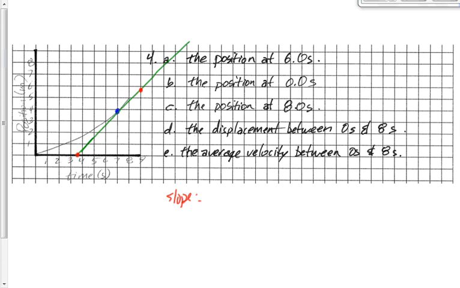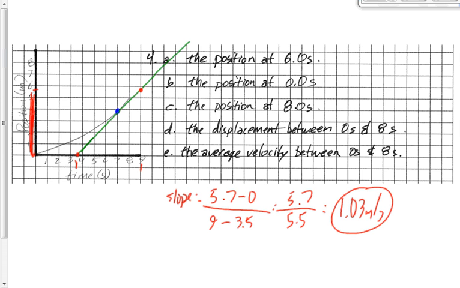Slope is the rise over the run. This one looks to be about 5.7. The rise is 5.7 minus 0, and the run is, what was that, about 3.5? 9 minus 3.5. So we get 5.7 over 5.5. What does that give me? About 1 point, I don't know. What is that? 1.03 meters per second. How many people got a number that was kind of close to that?